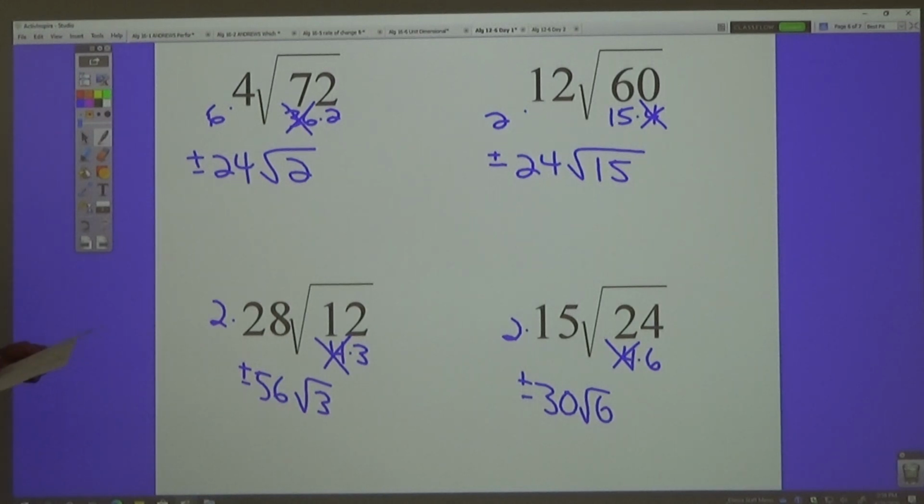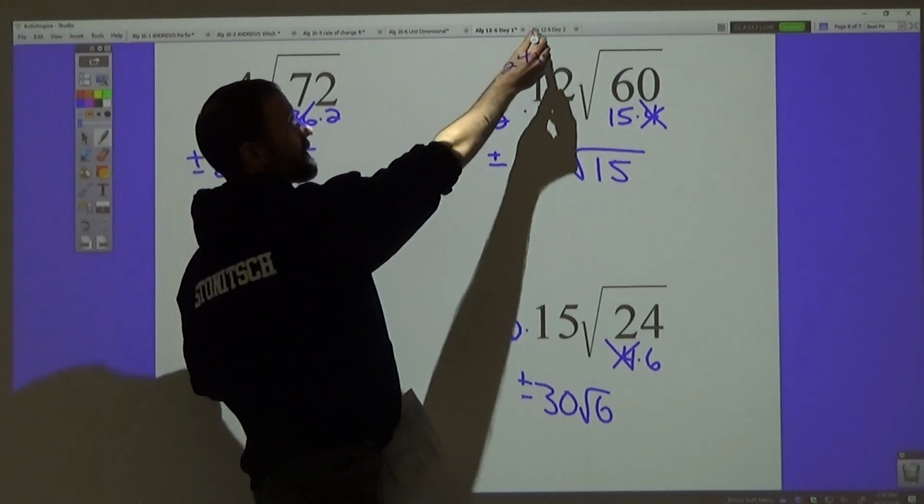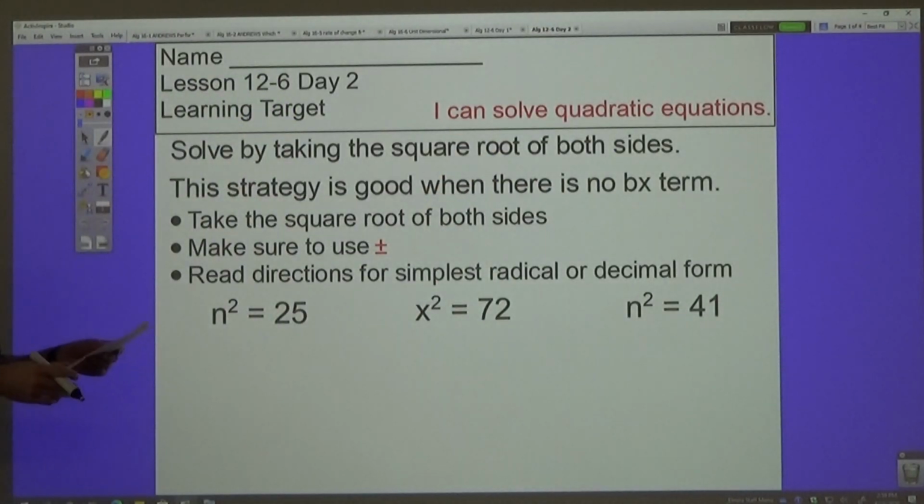And that's how we do 12-6 day 1. There are more examples in your notes, in the hard copy of notes. Moving on to 12-6 day 2.